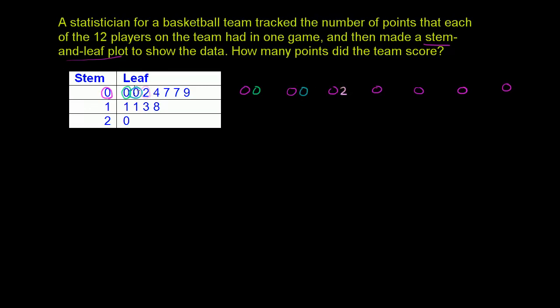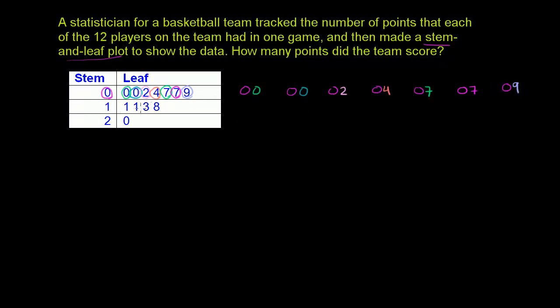This player, let me do orange, had 4 for his ones digit. This player had 7 for his ones digit. Then this player had 7 for his ones digit. And then, I'm almost using all the colors, this player had 9 for his ones digit. So the way to read this is you had one player with 0 points, 0, 2, 4, 7, 9, and 9. It's kind of silly saying the 0 was the tens digit. You could have even put a blank there, but the 0 lets us know that they didn't score anything in the tens place. But these are the actual scores for those 7 players.